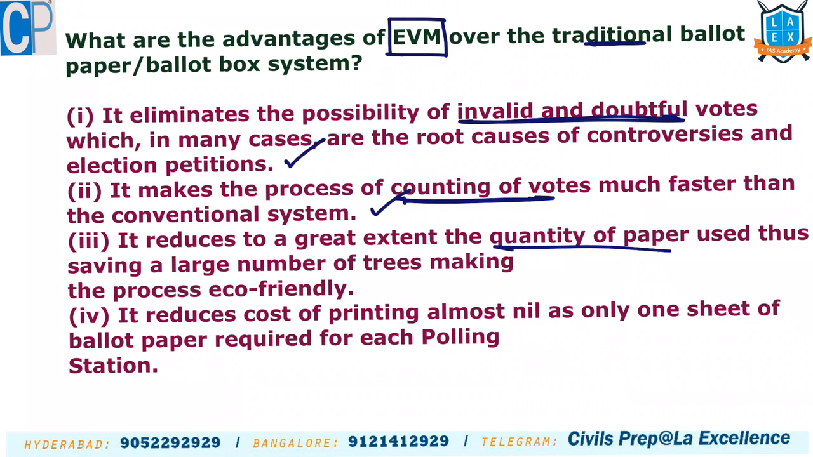And the quantity of paper used in the election reduces substantially, because every voter gets a paper in the conventional system. But here, nothing like that. So it is eco-friendly. Then the cost of printing would be very, very less. Initially, to procure EVMs, yes, it is costly. But once the procurement is done, in the later stages, it is very cost effective. Because of all these advantages, we have moved from the traditional ballot system to the EVM system.